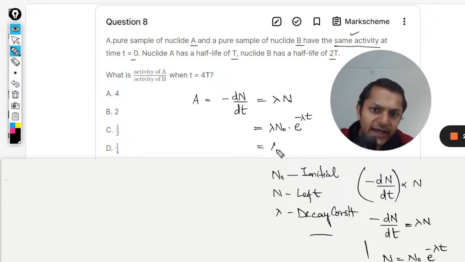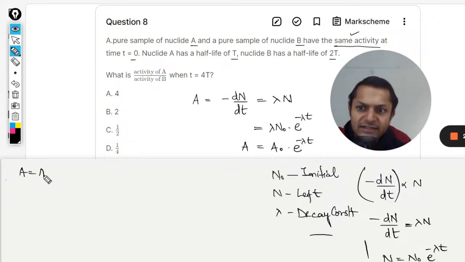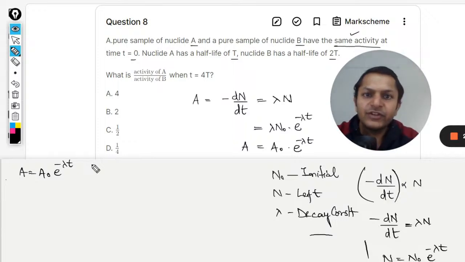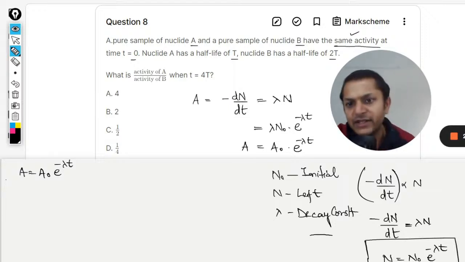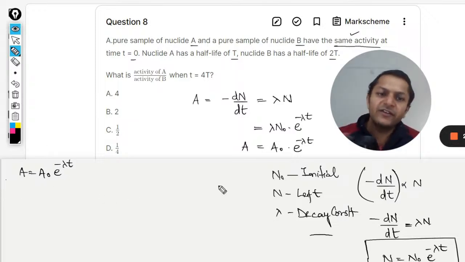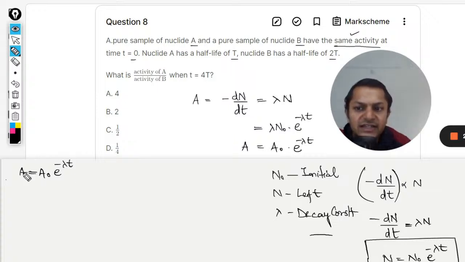This value can be written as the initial activity. Be very careful, I have just derived another formula for you. Activity also has the exponential variation, absolutely the same as that of the number of nuclei. This formula is given at many places, but they are not talking about the activity, so students are generally confused about what activity is and which formulas we have to use. Although activity is a completely different thing from the number of nuclei, they have the same variation and the same formulas. So this activity is given by this formula.